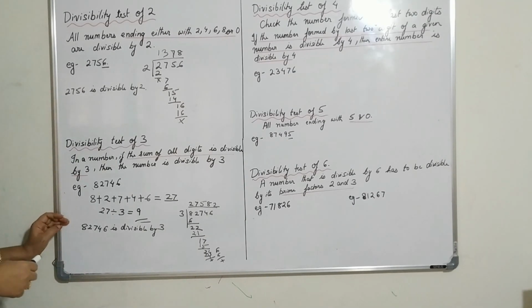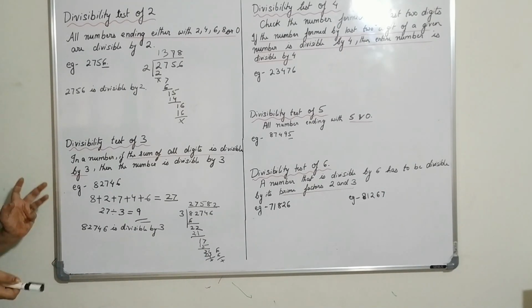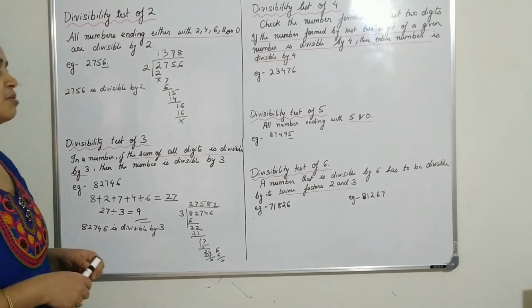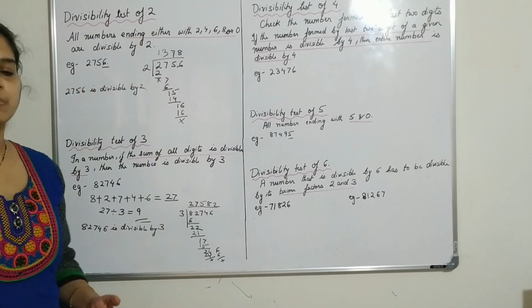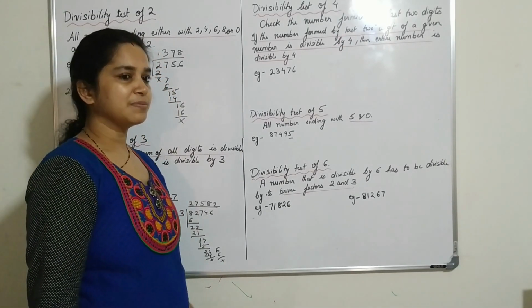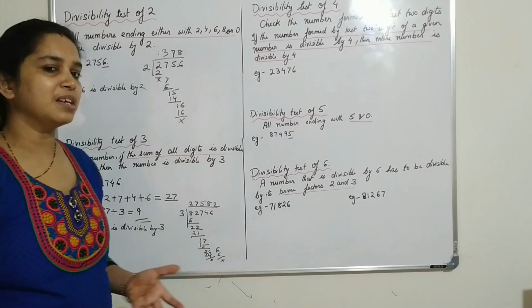So this way you can check the divisibility test of 3, and it is very easy to find the factors also. Now we will study the divisibility test of 4. How is a number divided by 4? When can a large number be divided by 4?